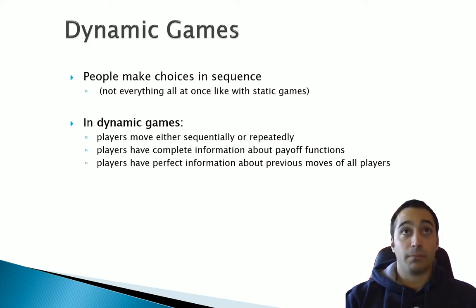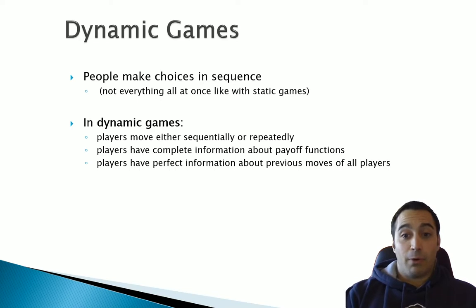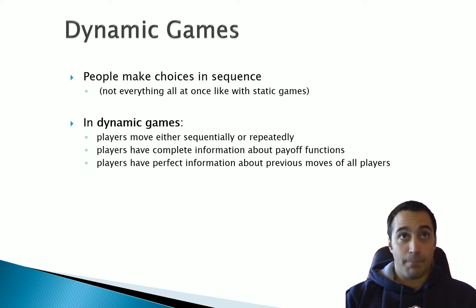In dynamic games, we either have players choose to move sequentially or repeatedly. That is, in a dynamic game, we could have player 1 and 2 choose at the same time, and then have them choose at the same time again, then have them choose one after another, right? Any mixture of sequential and repeated moves, as long as there is more than one time that people are making choices, we have a dynamic game.